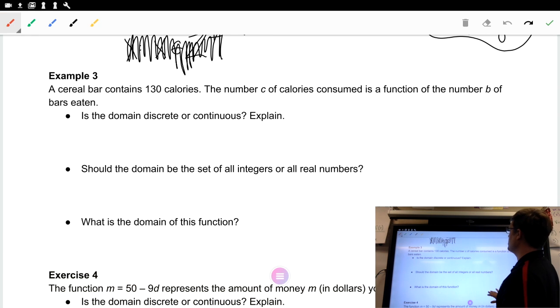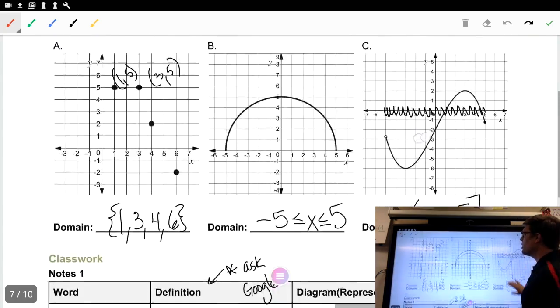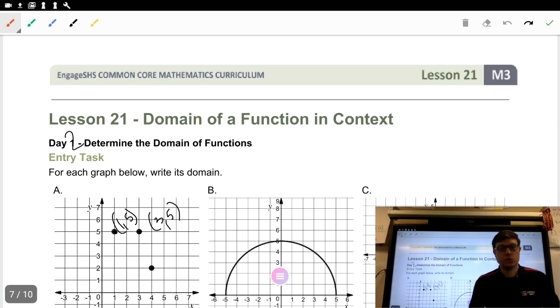Gosh, what day is this? I'm so out of it right now. I'll try to get back to it. I want to give you the best. Oh, it's day 2. Okay, lesson 21, day 2.